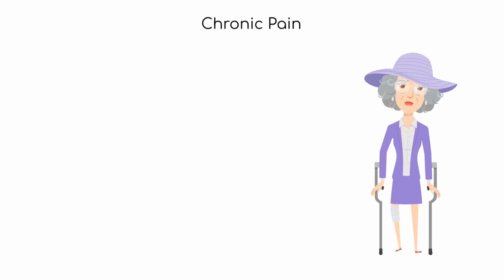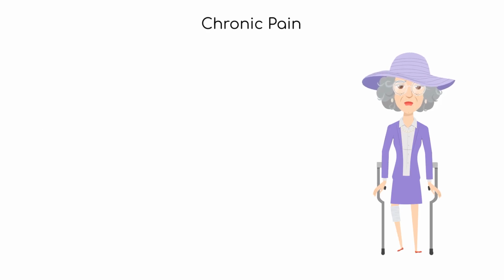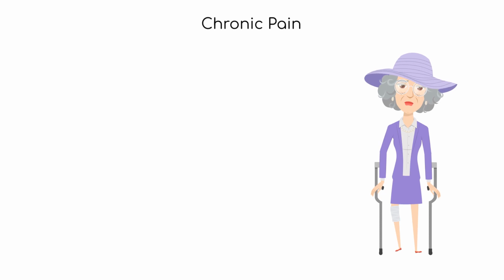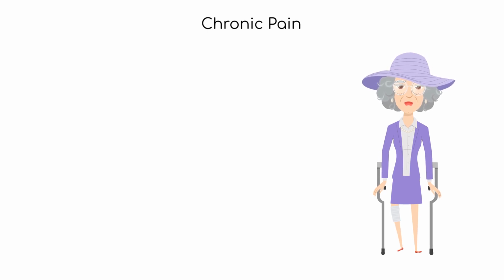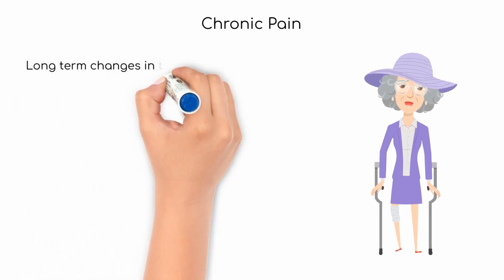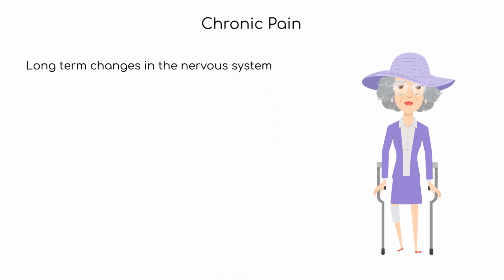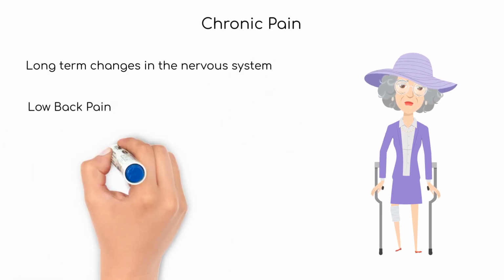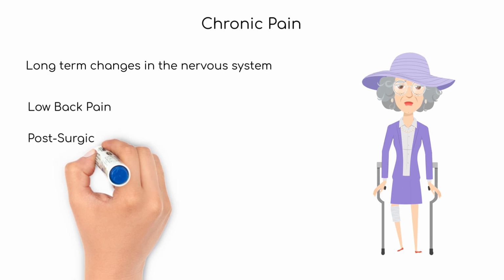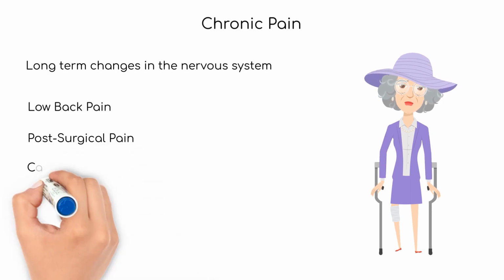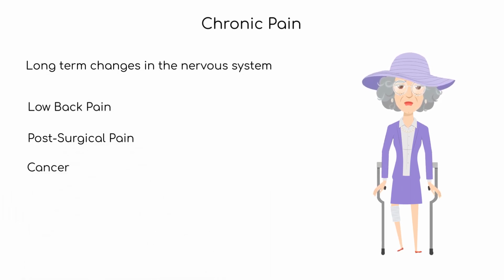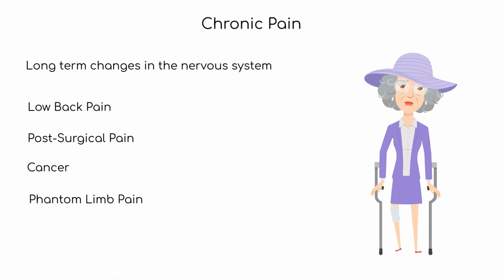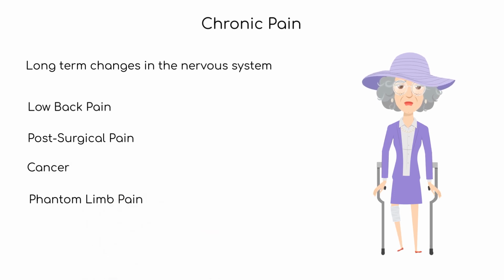Chronic pain is still a bit of a mystery, and the mechanism of chronic pain is not well understood. It is thought that chronic pain results from long-term changes in the nervous system. Examples of chronic pain include persistent low back pain, pain resulting from surgery, cancer, damage to nerves, and from surgical removal of a limb, or phantom limb pain.